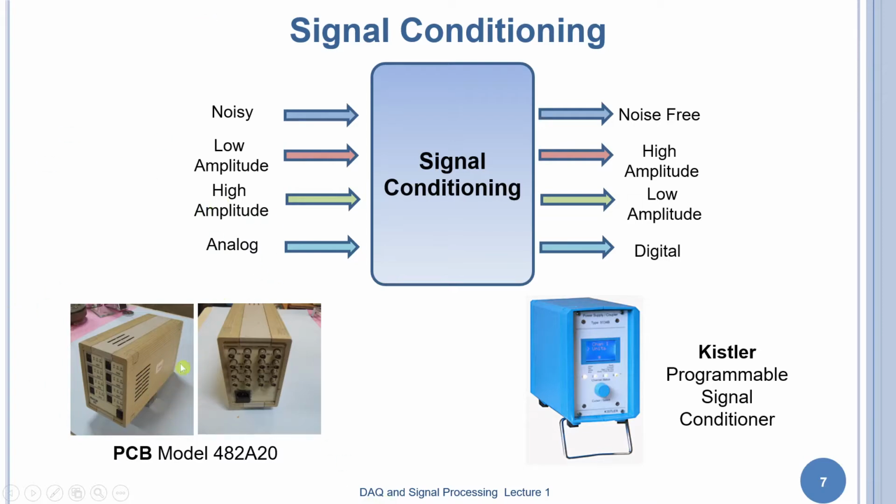On the left bottom you can see a PCB model signal conditioner. This kind of signal conditioner is used with ICP sensors. This is an 8 channel signal conditioner where you have 8 input channels, so you can use 8 sensors at any given time. On the bottom right, you see a signal conditioner by Keisler. In this particular signal conditioner, you have the added advantage of using some kind of low pass filter or even a band filter.